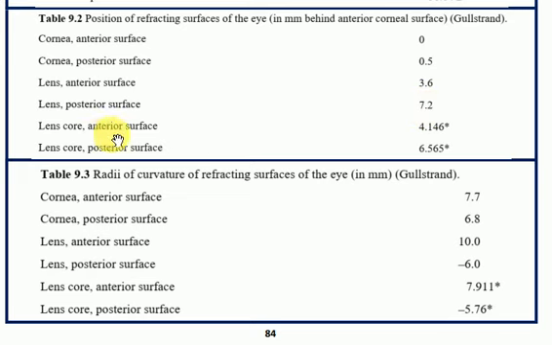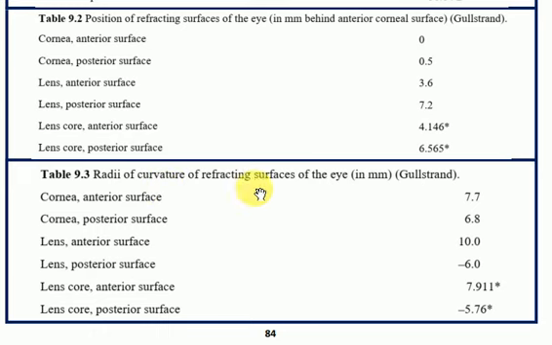The lens core anterior surface is 4.1 millimeters behind the anterior corneal surface. The posterior surface of the lens core is 6.5 millimeters behind the anterior corneal surface.